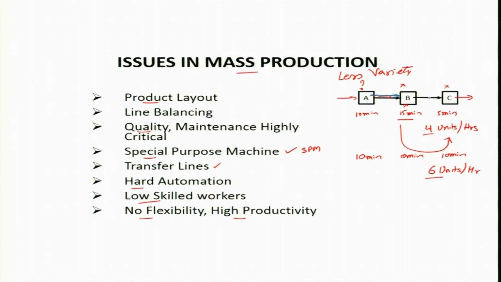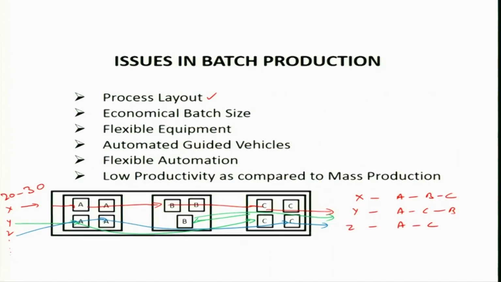In a mass production system, the flow of material is highly uniform and unidirectional in nature, whereas in the case of a batch production system, the flow of material is in multiple directions, and there may be another product Z dash which may have a flow of C, B and A also.